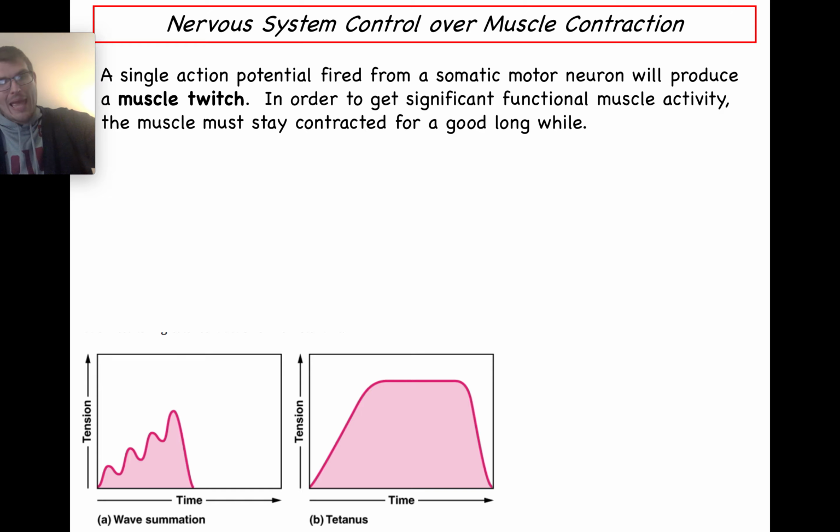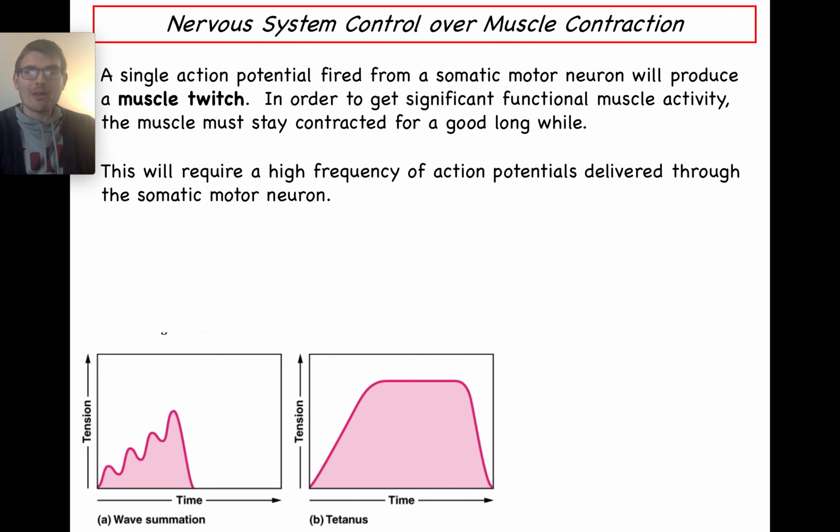So a muscle twitch is not really going to do us a whole lot of good if we want to have significant functional muscle activity. If you want to lift weights or lift a box or move furniture or things like that, you are going to need something much more sustainable and much stronger than just a single muscle twitch. We want the muscle to stay contracted for a good long while.